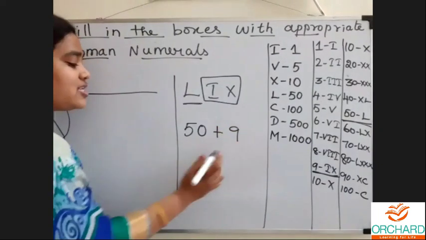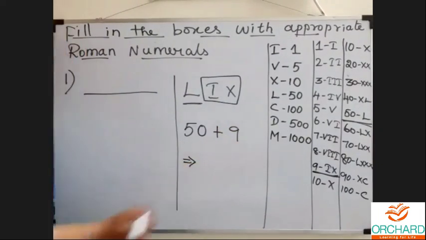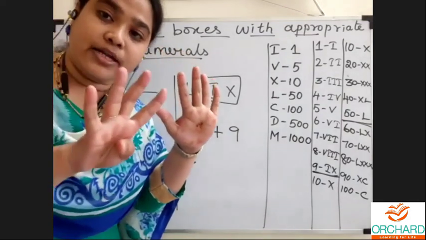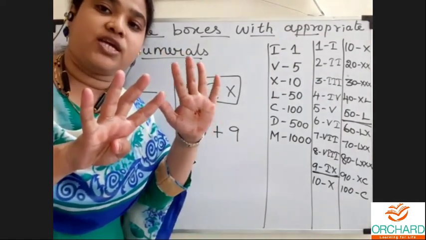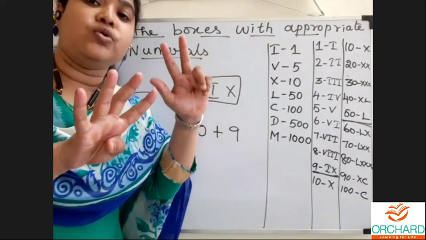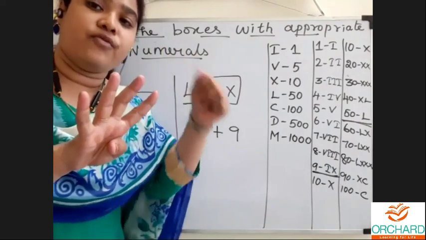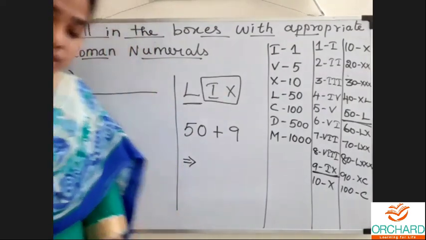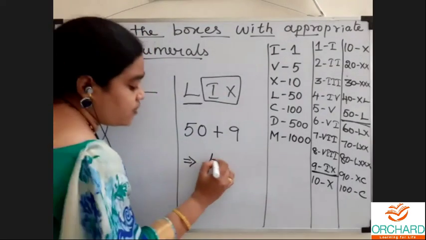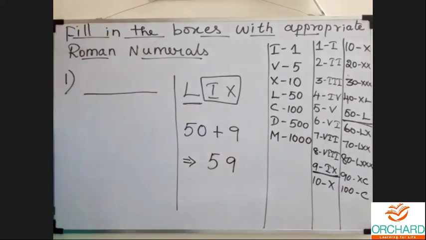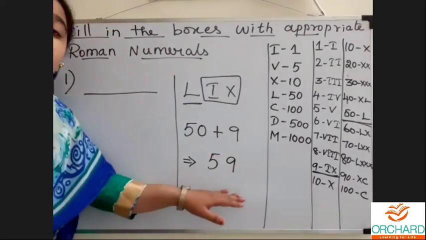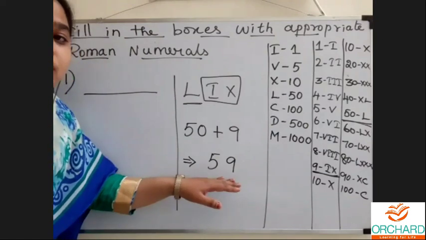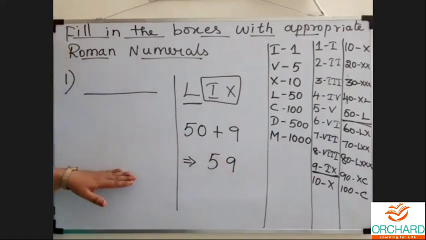When we add these two, what we get? 50 plus 9. Keep 50 in your mind and 9 in your finger. After 50, 51, 52, 53, 54, 55, 56, 57, 58, 59. Very good. So 50 plus 9, we get 59. Here, we are going to find the predecessor of the number 59. Can you tell me what is the predecessor of the number 59?